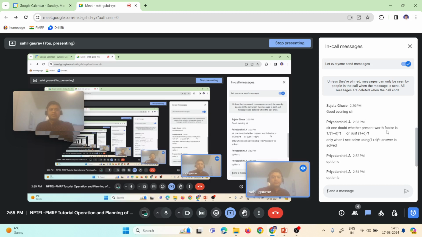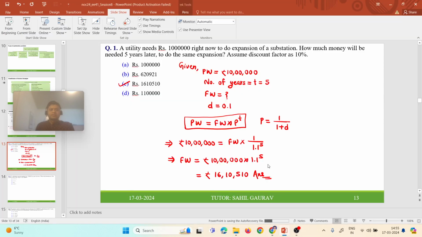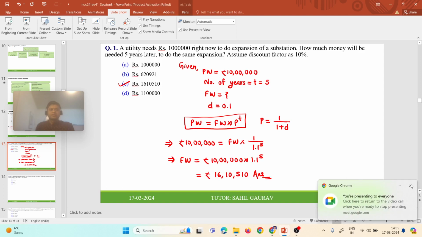One doubt: whether the present worth factor is 1 upon (1 plus d) to the power t, or just 1 plus d upon t. Only when I solve using 1 plus d, the answer is correct. So this one is correct, 1 upon (1 plus d) to the power t, not 1 plus d upon t. One common way to verify your answer is that the future worth of money will always be greater than the present worth. So don't confuse. If you are getting an answer below the present worth, then you are certainly doing something wrong.